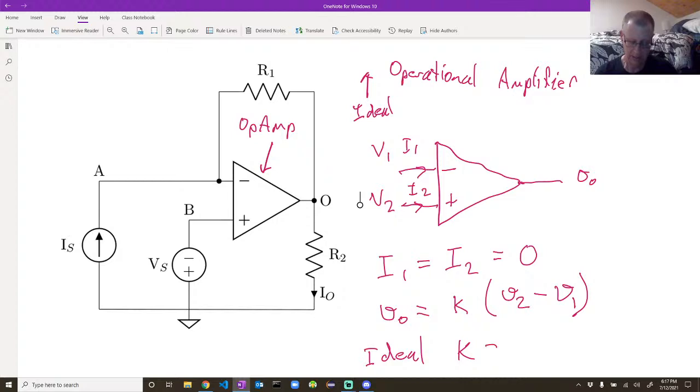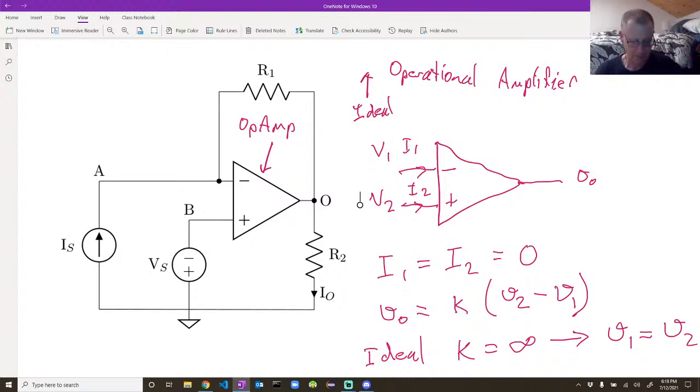And for an ideal operational amplifier, the gain is infinite. Now, that may seem a little strange, and it sort of is, but what that means in terms of when we analyze the circuit is that V1 is always equal to V2. So let's have a look at this circuit now that we know those few things about an ideal operational amplifier.